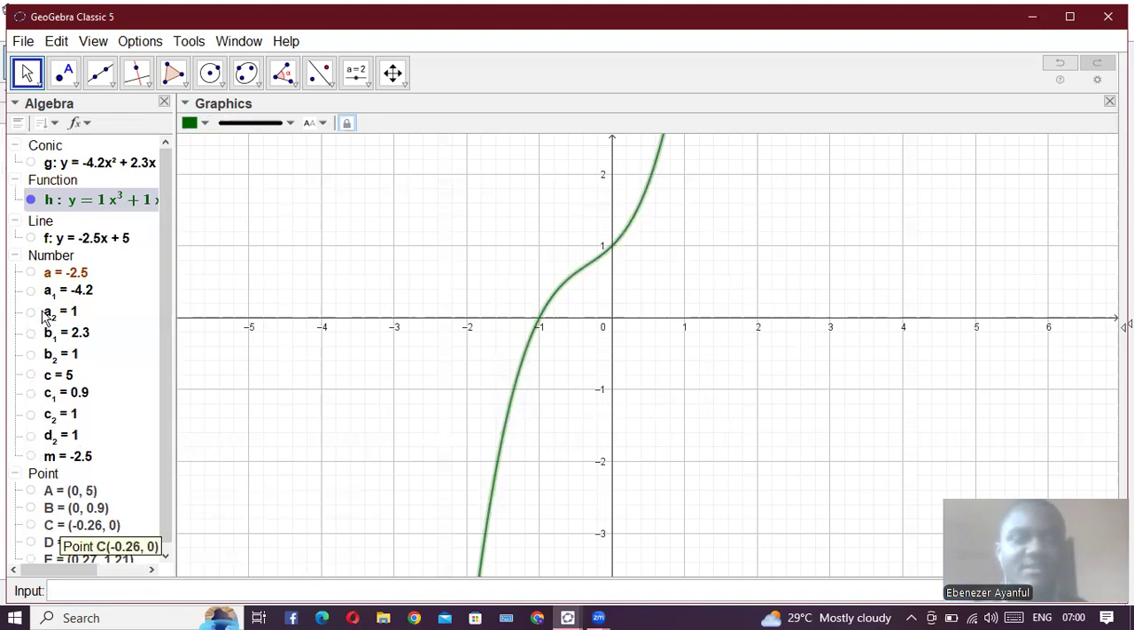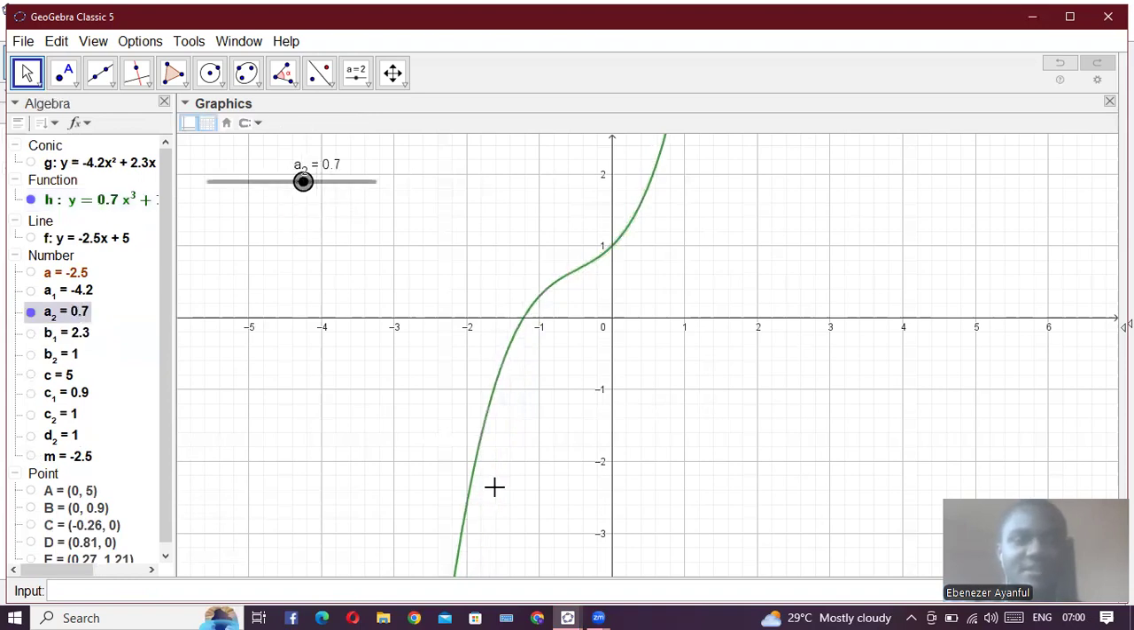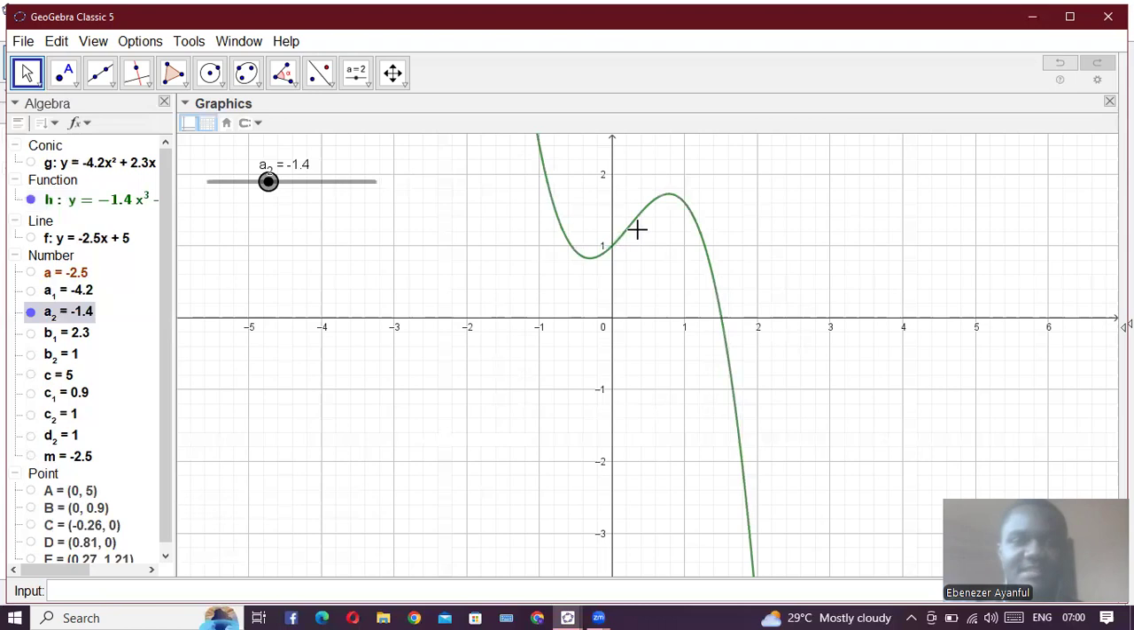As with the linear and quadratic, we can test a2, b2 to see how they influence the cubic function. When you select a2 to get a slider for it, you see that initially this cubic function is increasing here, and then it continues to increase. That is when a was positive, that is, the coefficient of the leading term was positive. When I move it to the negative, you see that now it is decreasing, and then it continues to decrease. So it has now changed.